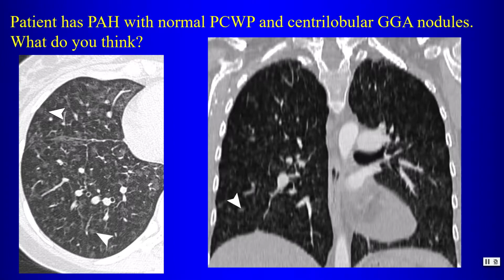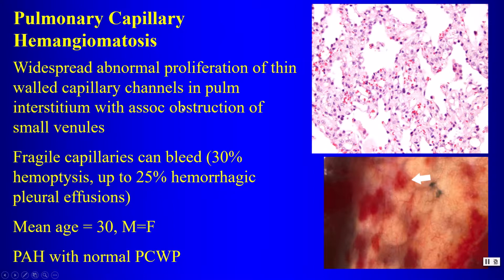Now, if I tell you this patient has pulmonary artery hypertension, also has normal pulmonary capillary wedge pressure, but this time we have centrilobular ground glass attenuation nodules. What are we dealing with here? Now we're dealing with pulmonary capillary hemangiomatosis.